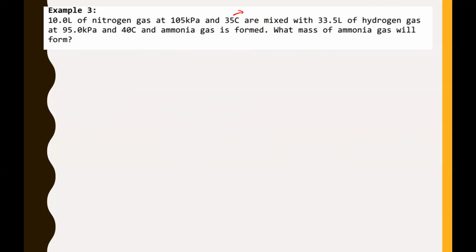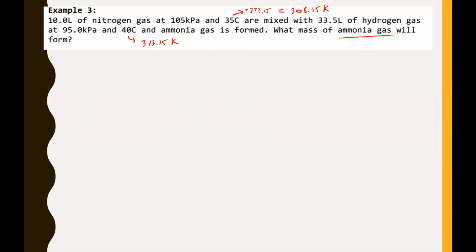First things first, before I even start this, I'm going to change all my temperatures into Kelvin just so I'm all ready to go for later. Remember, to change to Kelvin, you just add 273.15. So that means 35 Celsius is 308.15 Kelvin, and 40 degrees Celsius is 313.15 Kelvin. This question is asking us for what mass of ammonia gas will form.